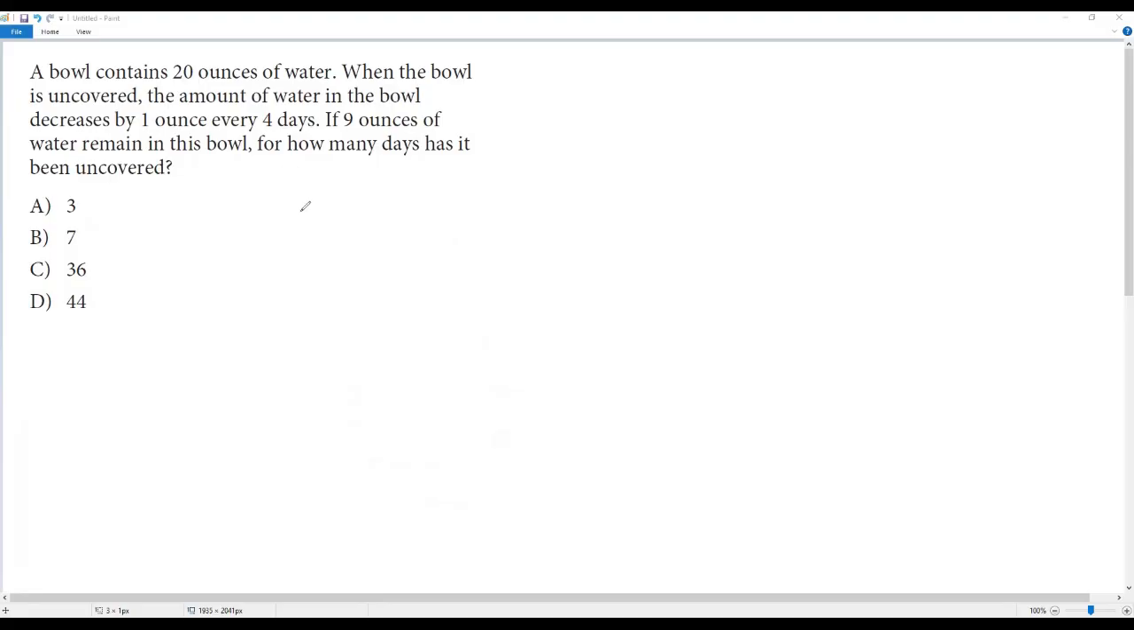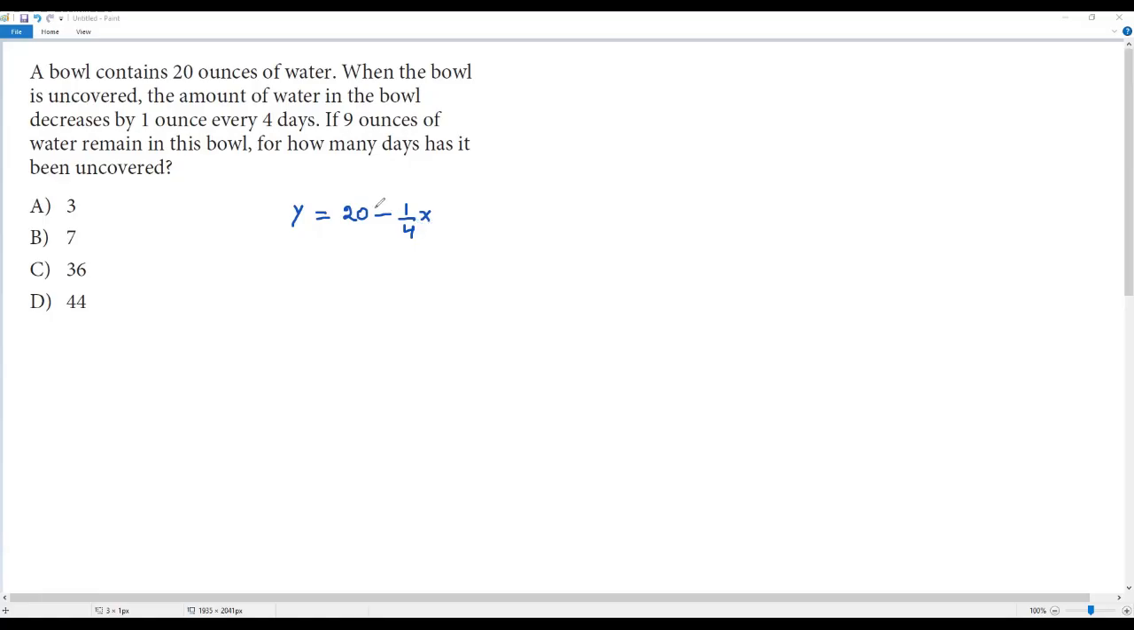Okay, for the given situation, we can write a linear equation. Let me take the variable y. Here, this y represents the number of ounces of water we have in the bowl. On the right side, let me take 20, that is 20 ounces of water, and consider the information that when the bowl is uncovered, the amount of water in the bowl decreases by 1 ounce every 4 days. We can write this as negative 1/4 times x. Here x represents the number of days the bowl is uncovered.